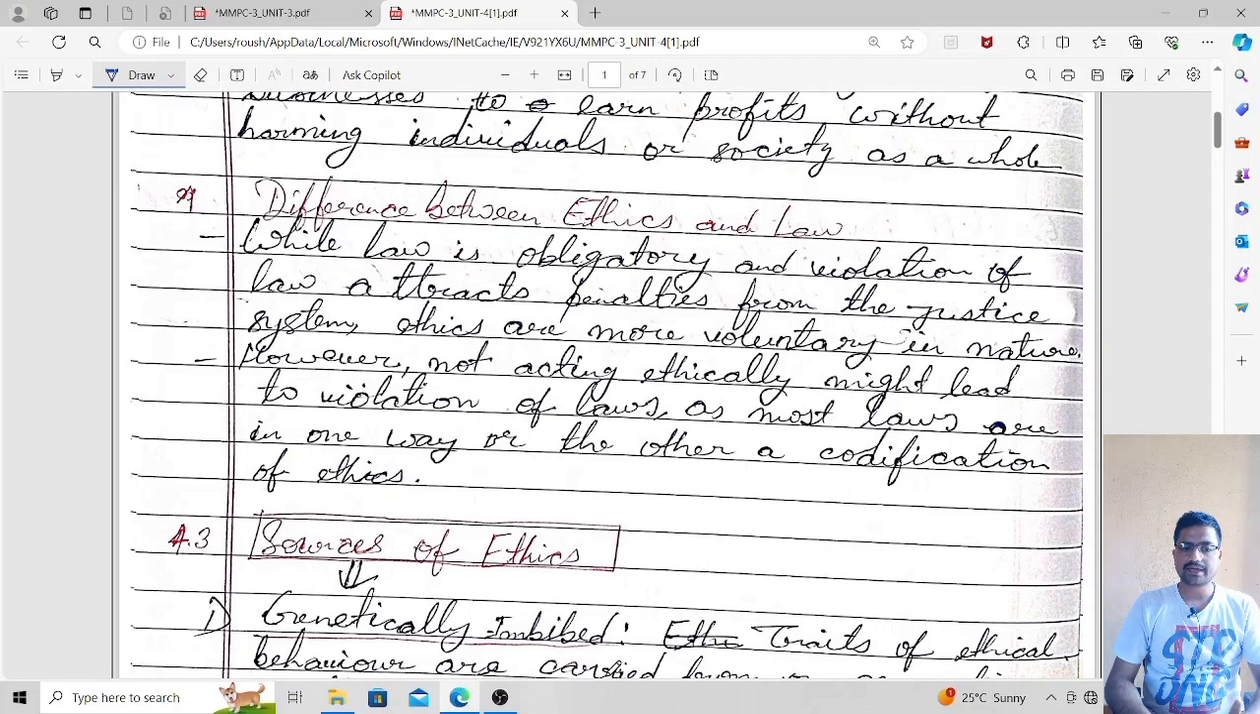It means, as given here, not acting ethically might lead to violation of laws, as most laws are in one way or the other a codification of ethics. When we codify ethics, then that becomes the law. So that's why not acting in accordance with the ethics might lead to the violation of the laws. So that's why all business organizations should act ethically.